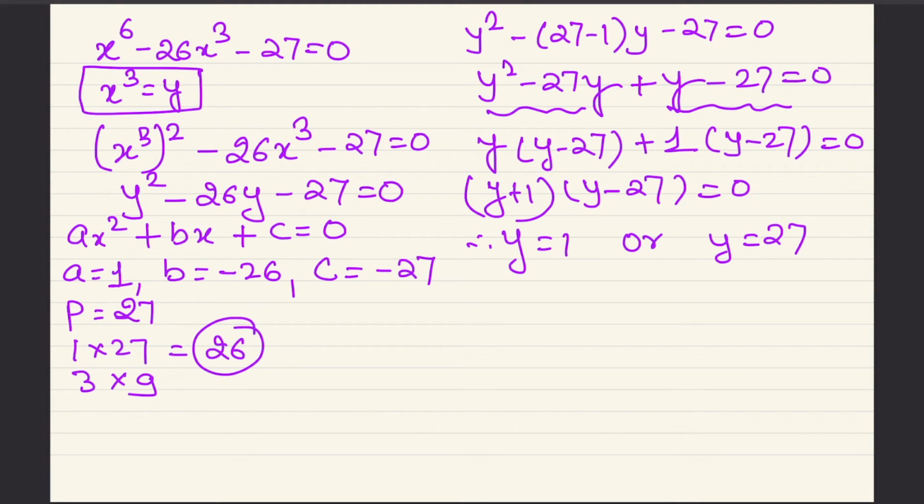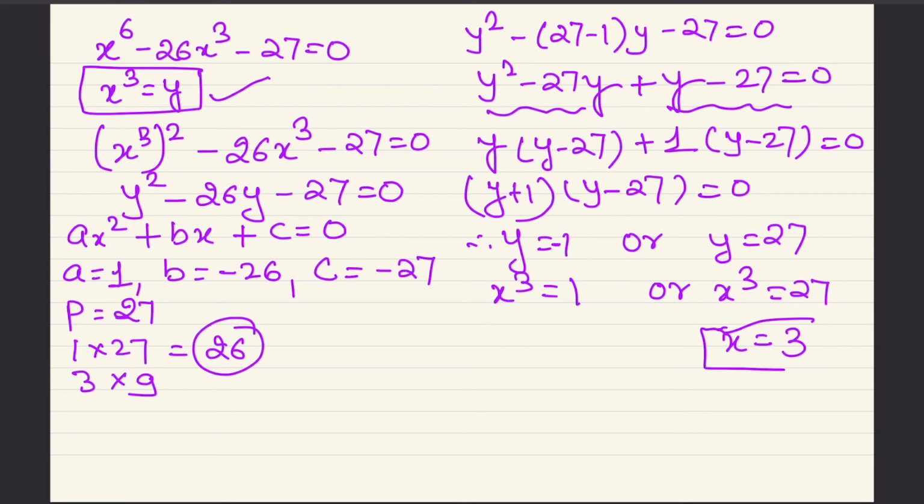But remember, we have substituted x cube equal to y. So x cube will be equal to minus 1 or x cube equal to 27. On solving, we get x is equal to 3. Sorry, here y equal to minus 1. So x is equal to 3 and x is equal to minus 1.